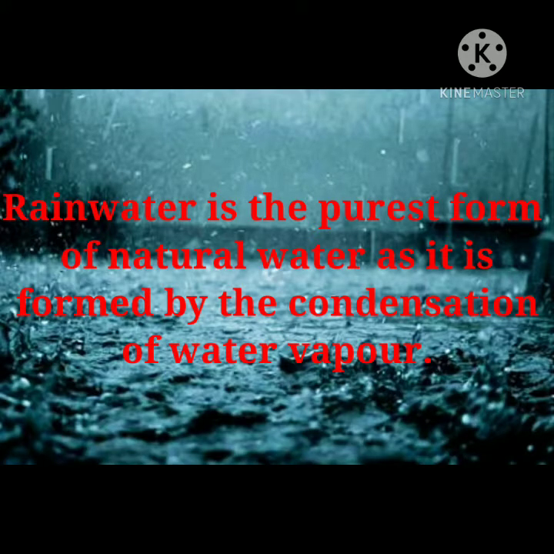Rainwater is the purest form of natural water as it is formed by the condensation of water vapor. However, as rainwater falls through the atmosphere, it gets dissolved in atmospheric gases, smoke, and dust.